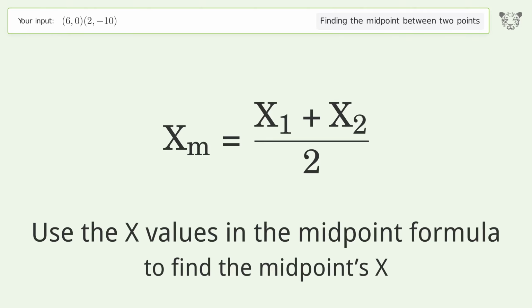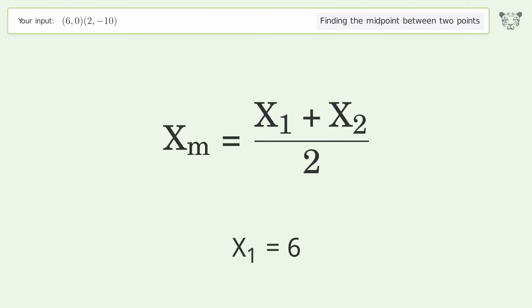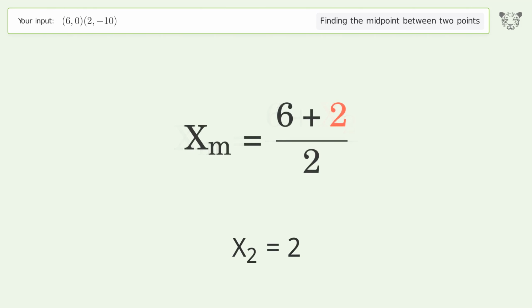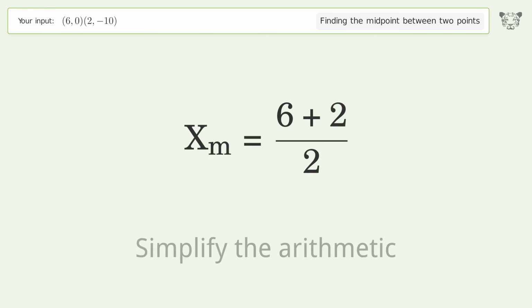Use the x values in the midpoint formula to find the midpoint's x. x1 equals 6. x2 equals 2. Simplify the arithmetic.